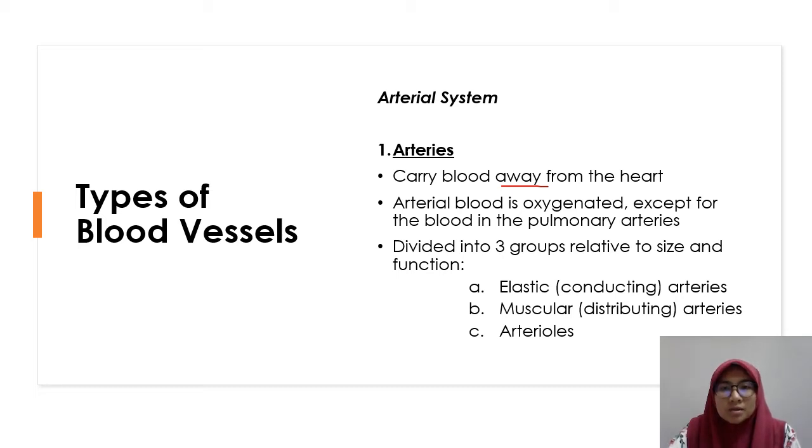Okay, arterial blood is oxygenated, except blood in the pulmonary arteries. Pulmonary arteries sahaja yang deoxygenated. Dia tak ada oksigen sebab dia berada, pulmonary arteries ni, if you remember, dia adalah salur darah from right ventricle to the lungs. Okay, buka balik gambar jantung tu, you check mana location pulmonary arteries.